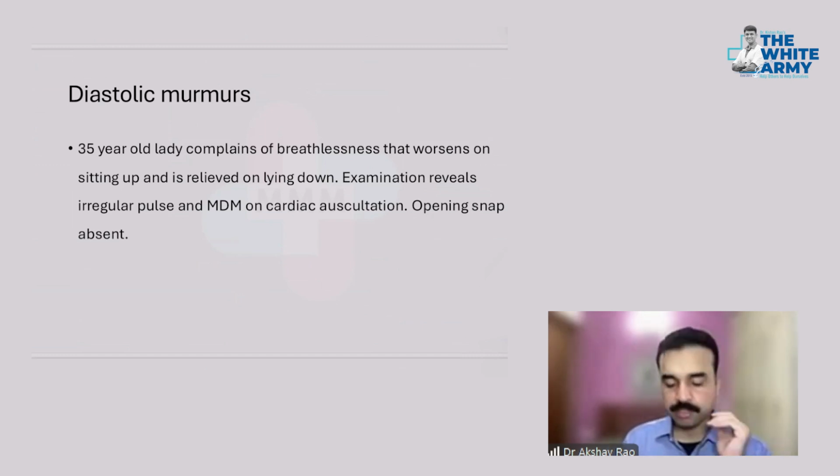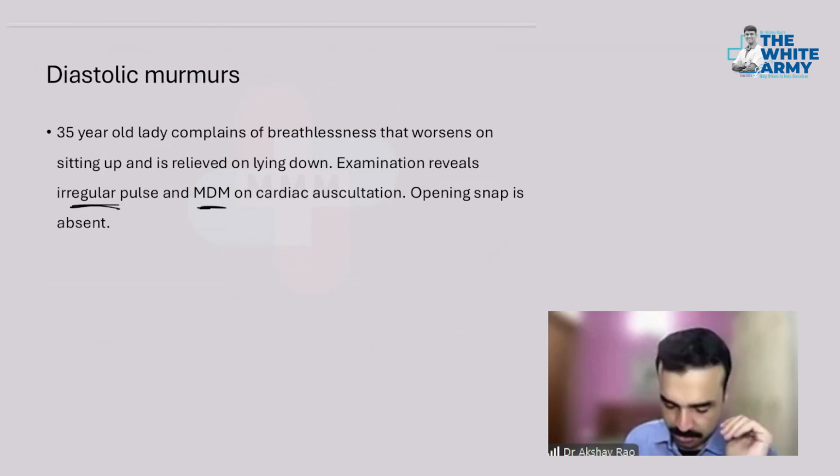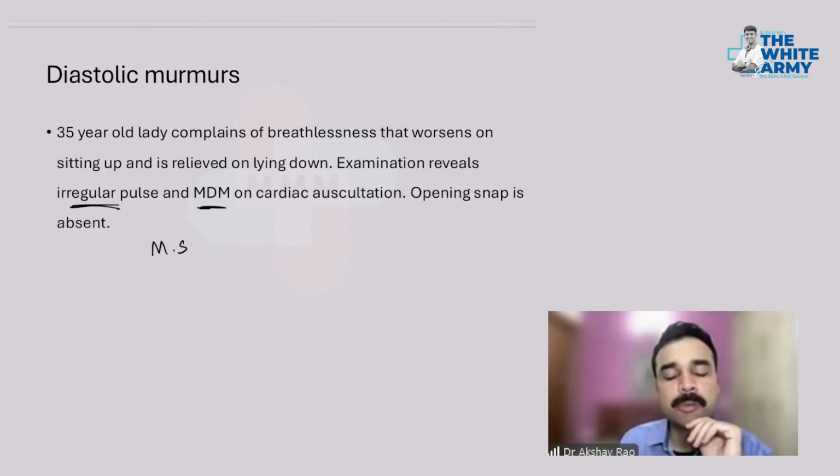What do you guys think could be causing this murmur? It's an MDM, right? The first thought is always, and along with that, there's irregular pulse also. So the first thought is always, it might be mitral stenosis, correct? What's odd about mitral stenosis? Okay, opening snap is absent, not heard. But is that enough to disqualify mitral stenosis?